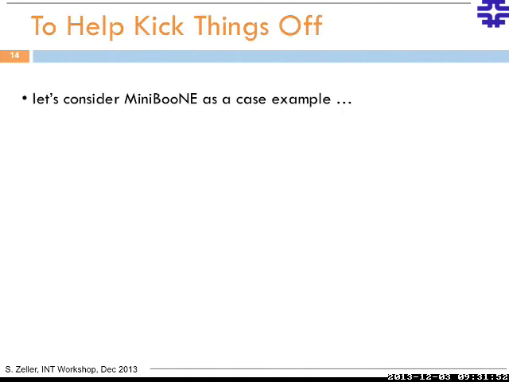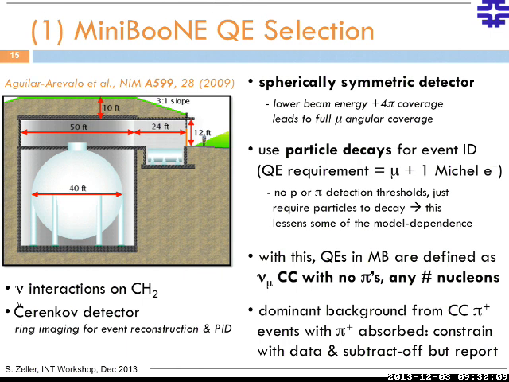So to help kick things off before we start the experimental talks, I want you to consider MiniBooNE as a quick example. It's one experiment that has measured neutrino quasi-elastic scattering. To set the course of these talks, I'll just go over MiniBooNE as an example, and then we'll turn it over to the other speakers to talk about the experimental measurements elsewhere. As many of you know, MiniBooNE is a Cherenkov detector, so we're measuring neutrino interactions on mineral oil, which is largely a carbon-based target. Because it is a Cherenkov detector, we rely on Cherenkov ring imaging for both the event reconstruction and particle ID. So this sets it apart from some of the other measurements. It's not a fine-grained tracking detector.